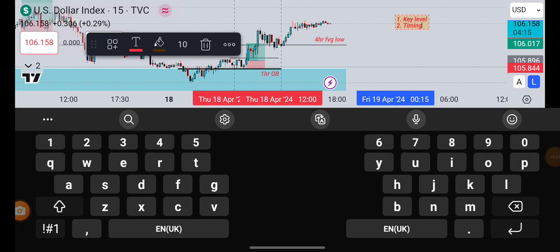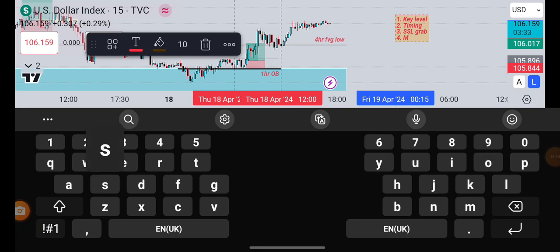I must do my timing right, which for most of my examples is the New York kill zone or the New York session. Number three, I want to see a market maker sell model play out, and what I want to see in this market maker sell model is sell side liquidity being grabbed. So I want to see a sell side liquidity grab. Then number four, I want to see a clear market structure shift.